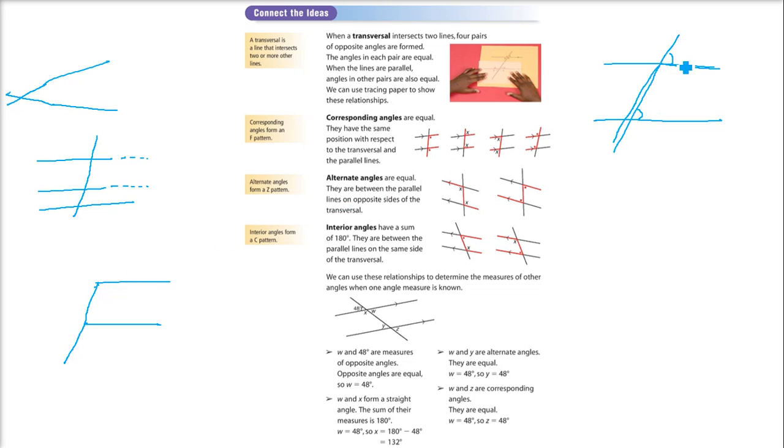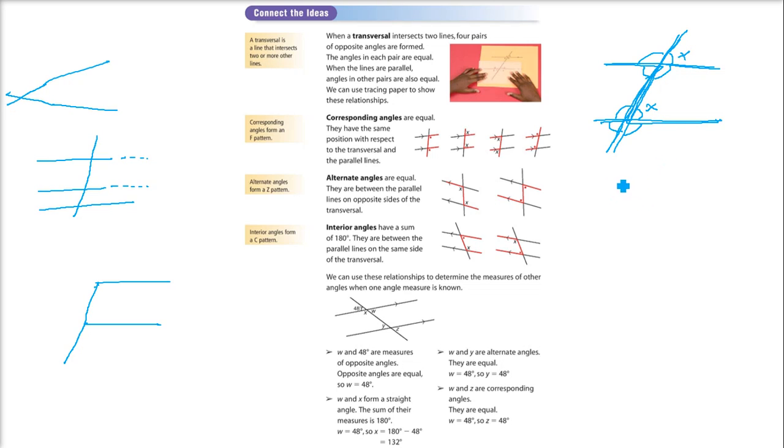See, this angle, say it is X, and this one are corresponding angles, right? It is making an F. Again, this is also making an F, so this angle and this angle are corresponding angles. Again, this is making an F, so this angle and this angle are corresponding angles. And these corresponding angles are equal.